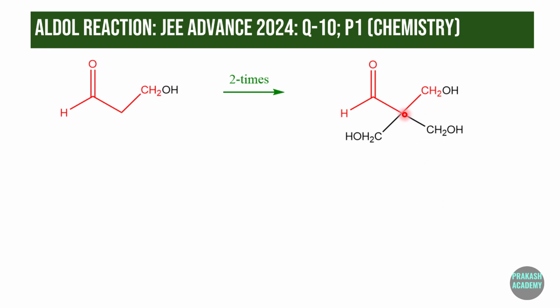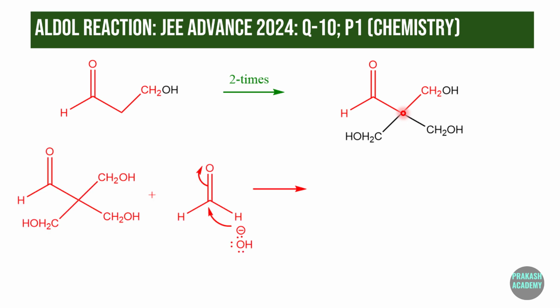Now we don't have any acidic hydrogen on this carbon. So what will happen next? Now OH minus cannot get one proton. Now OH minus will act as a nucleophile, and as a nucleophile it will attack on the formaldehyde molecule. It will attack on this carbon and this bond will open, so oxygen will have a negative charge.